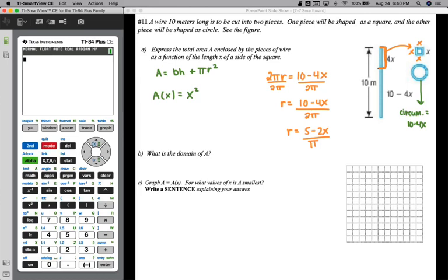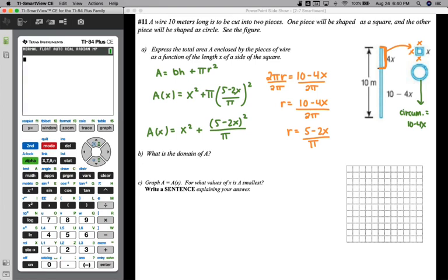I can go ahead and replace r in our area formula with 5 minus 2x over pi and then see what happens. So to that, we're going to add pi times the quantity 5 minus 2x over pi, squared. And of course, we're going to simplify. The x squared stays out here, but if I were to FOIL or square everything inside the parentheses, we would end up with pi squared on the bottom and then a pi on the top. So what happens is we are left with 5 minus 2x squared over a single pi in the bottom.